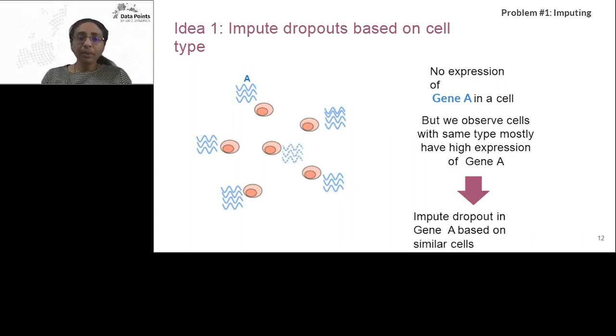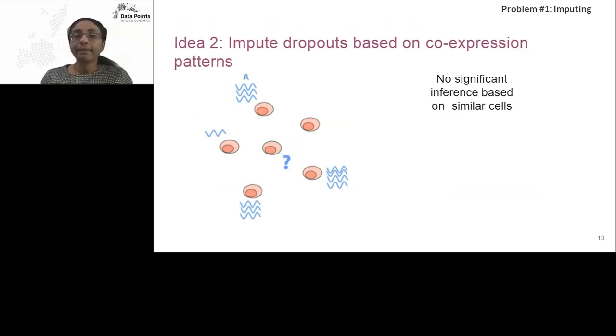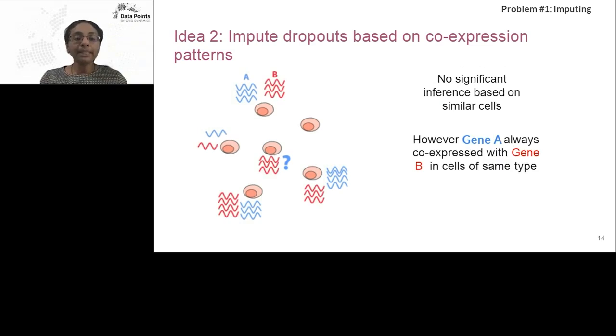What if you don't have any such neighbors having a good expression of gene A? In this case, you would look at co-expression. So the neighboring cells have A and B genes, and the cell in consideration has gene B. Therefore, you can now assign gene A to this cell. So this is how you would impute the data.